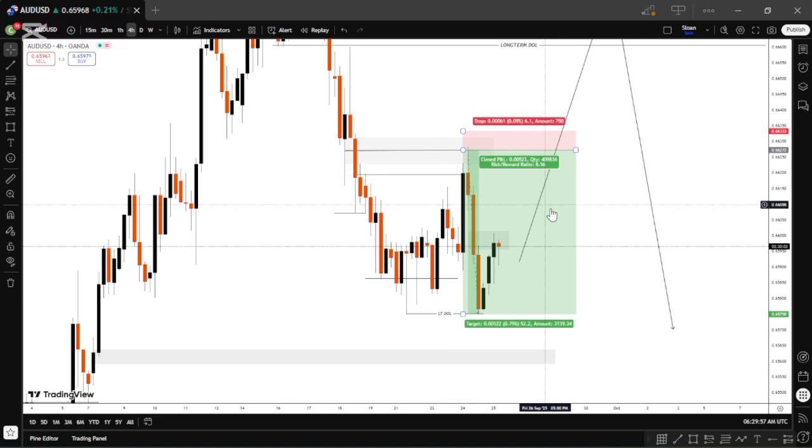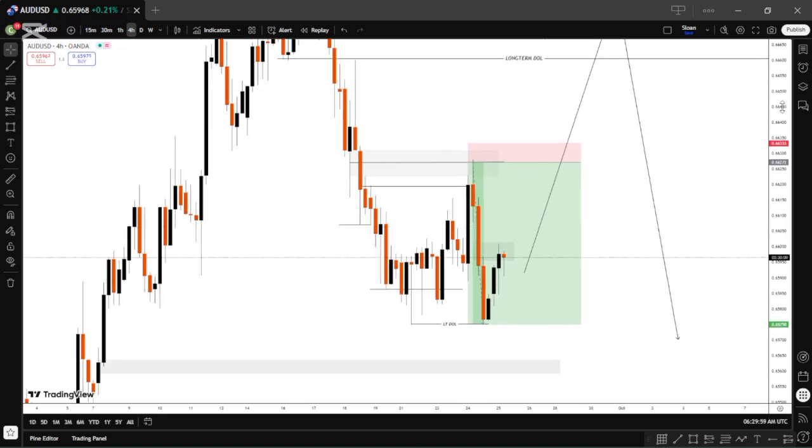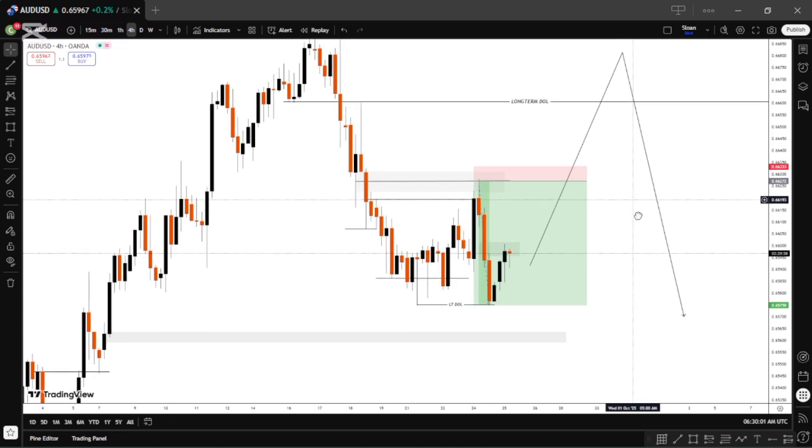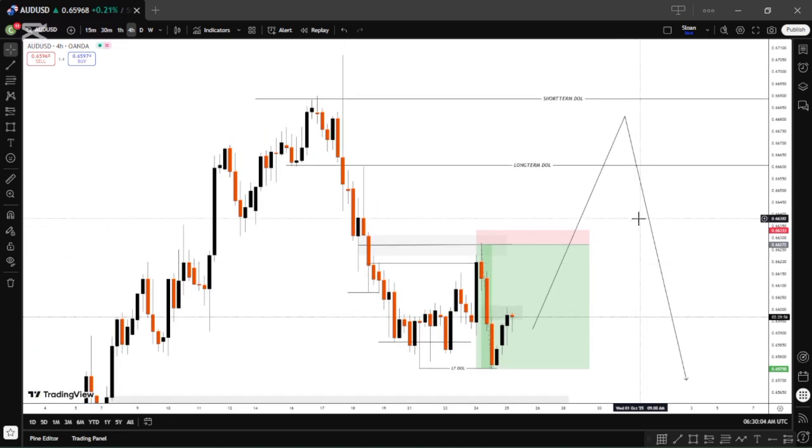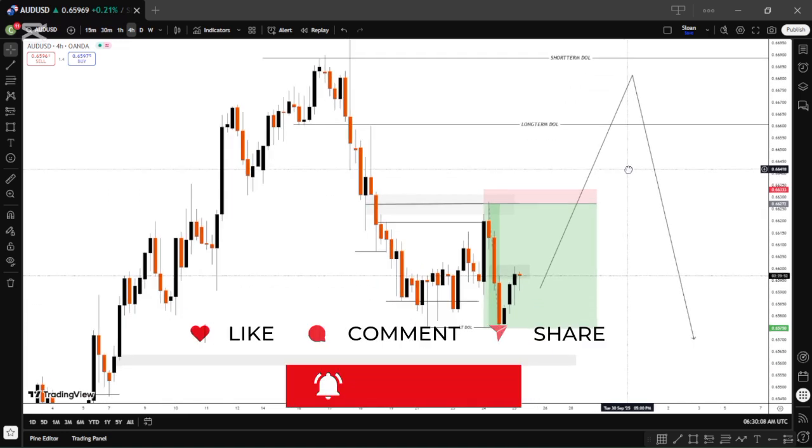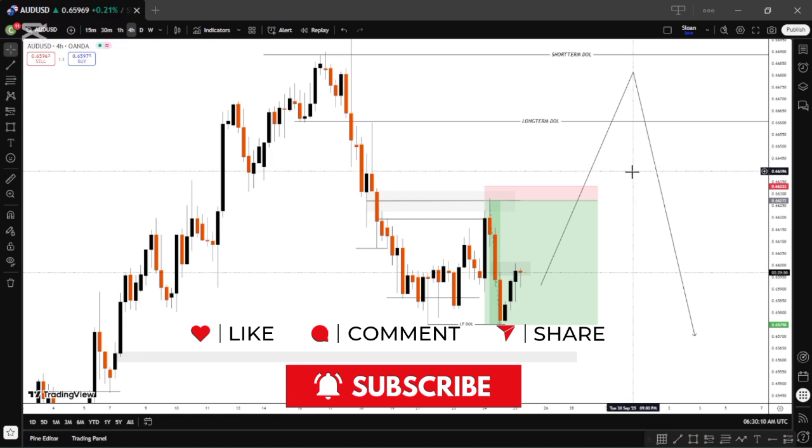Please do also backtest this particular strategy. Backtesting is a very important aspect of every trade. Backtest it, find out the win rate, and find out how much losses you can take on this particular draw on liquidity and how much profits you can make.